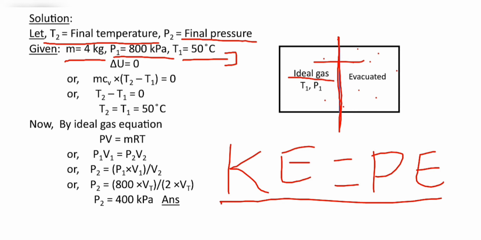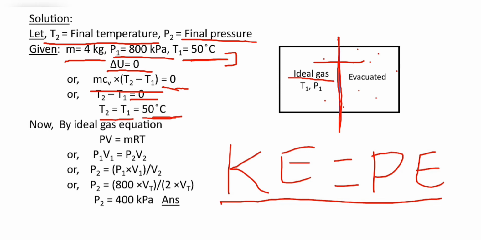That is why change in internal energy is equal to 0, and internal energy is m c delta T. So m cv into (T2 minus T1) is equal to 0, and now this equation becomes T2 minus T1 is equal to 0. So T2 is equal to T1, and T1 is 15 degrees Celsius. So final temperature T2 is equal to 15 degrees Celsius also.